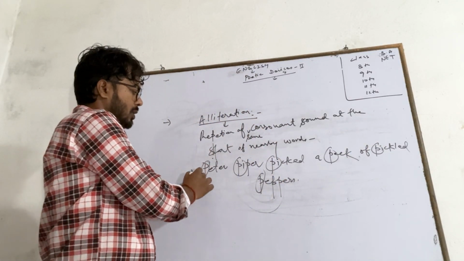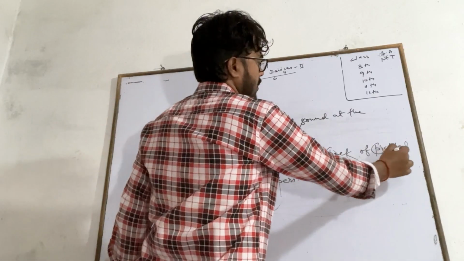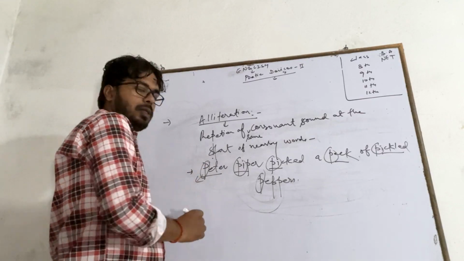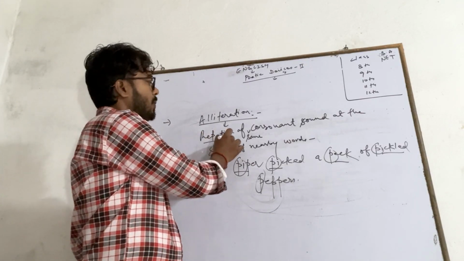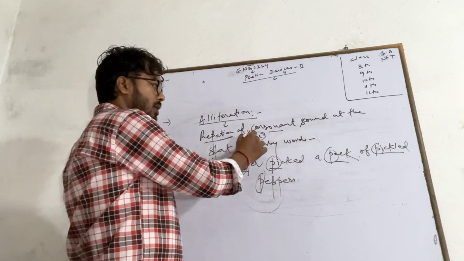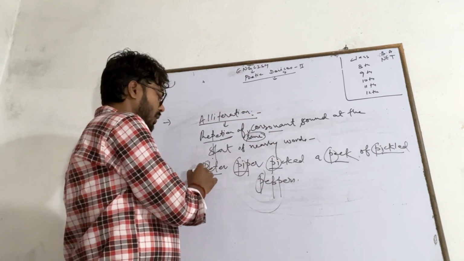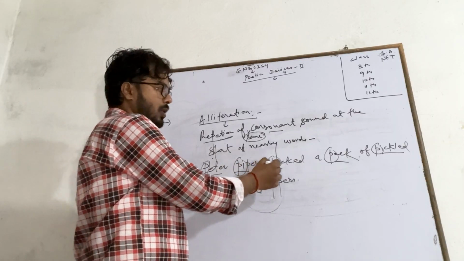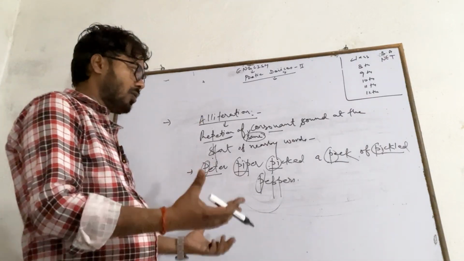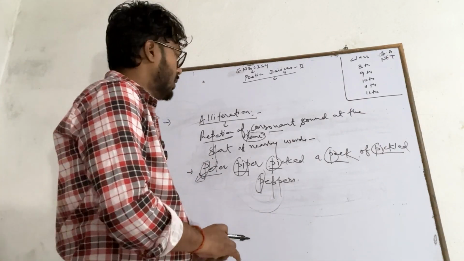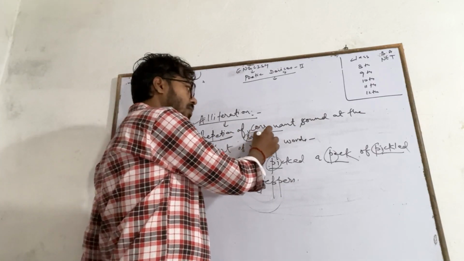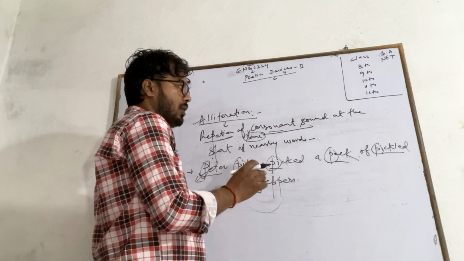Take this word, this word, this word. Each word starts with the consonant sound P. That is repetition of the same consonant sound, and that is very important. If there is P, there should also be P. If in the place of P there is some different consonant sound, that is not an example of alliteration. Alliteration means repetition of the same consonant sound, not word.